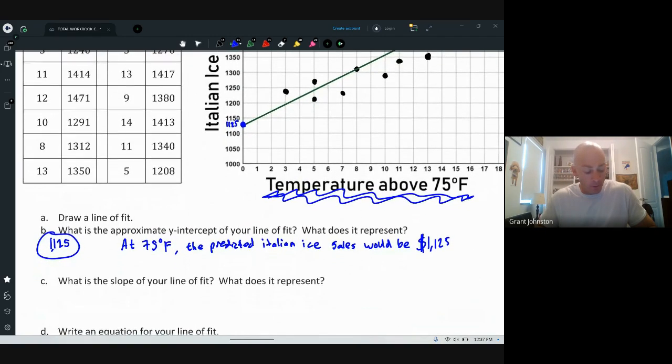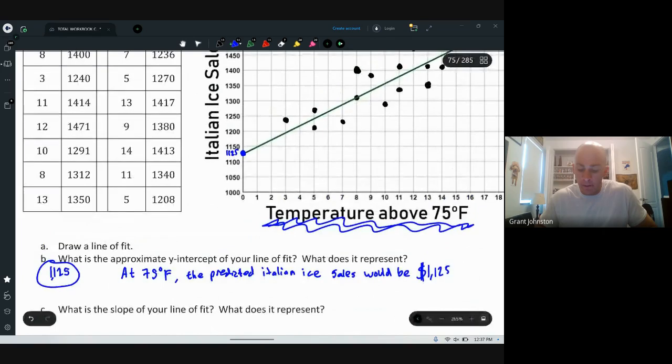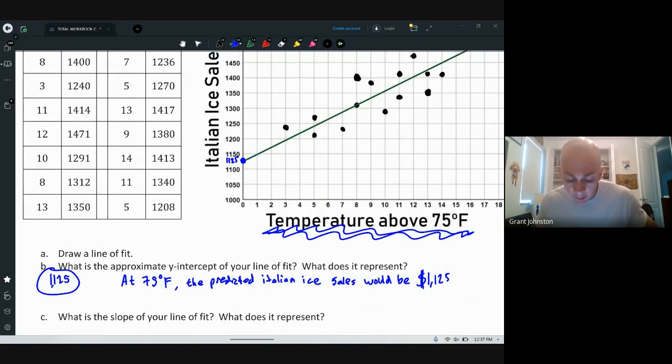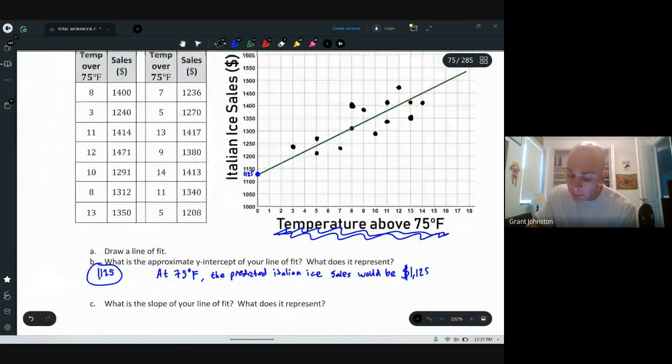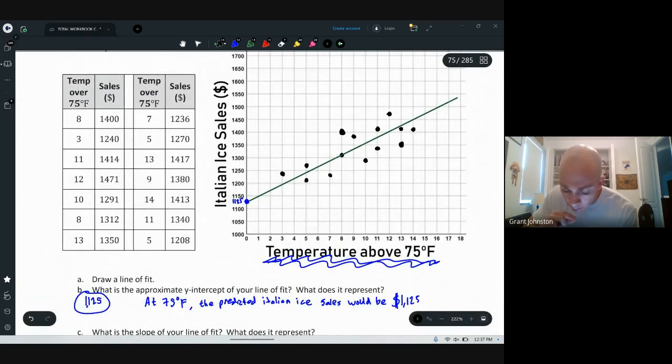What is the slope of my line of fit? Okay, so let me pick a couple points here on the line. Now be careful with this because you have to pick points that are on the green line. You can't pick your scatter plot points. You're trying to find the slope of the line. So typically, to get the most accurate slope, I want to pick points that are far away.